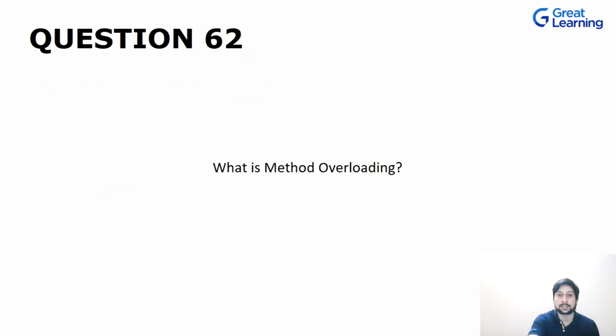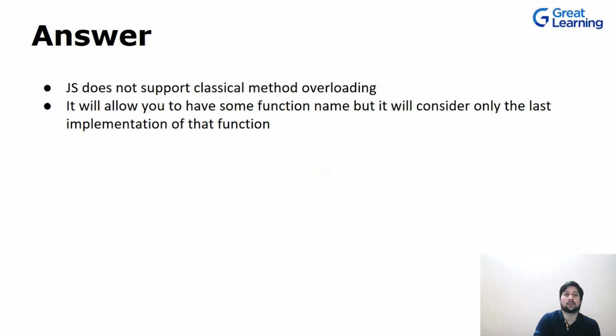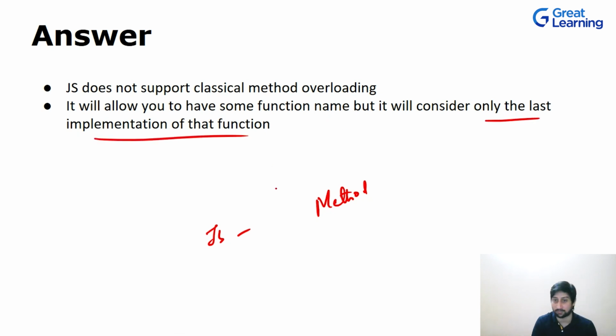Okay. Now let's talk about first, what is method overloading? And this is the question. Okay. So method overloading is nothing but, in JavaScript, it does not support the classical method overloading, which is that you will be overloading your methods. It will allow you to have same function name, but it will consider only the last implementation of the functions, which is very tricky and which is not something the classical method overloading will follow.